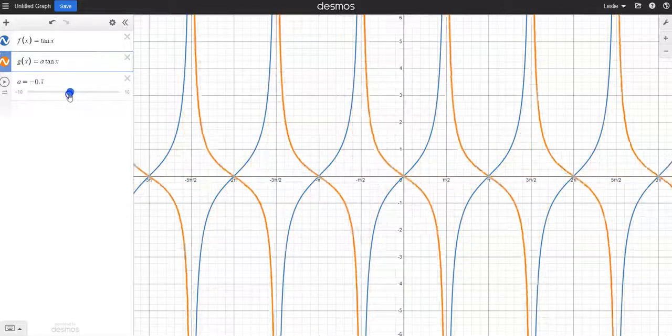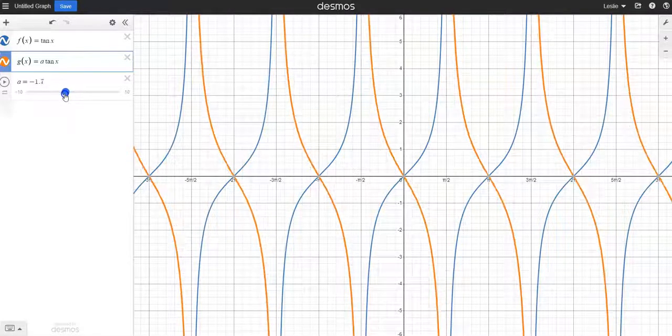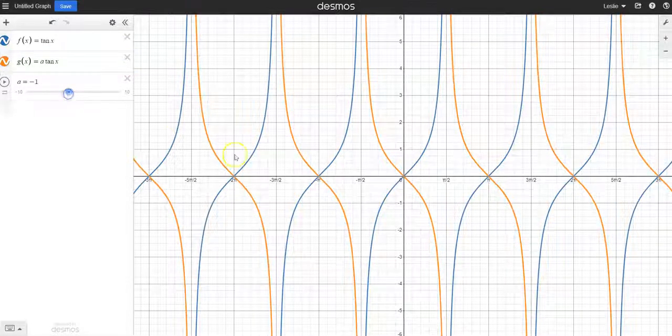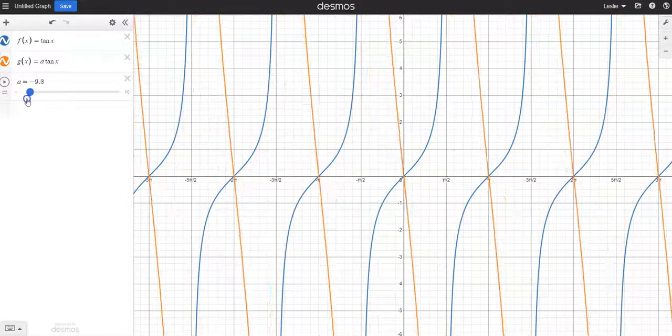And you can do this manually. You can see what happens when you get to a negative value. It flips the graph, it flips the tangent graph over. In fact, when a is negative 1, let me see if I can get there, it looks exactly like the positive 1 tangent x. Positive 1 times the tangent of x is like the negative 1 times the tangent of x, except that it's been flipped over the x-axis. Right? This graph here, flipped over the x-axis, produces the yellow graph. So you can play around with that slider and see what it does. It's pretty cool, I think.